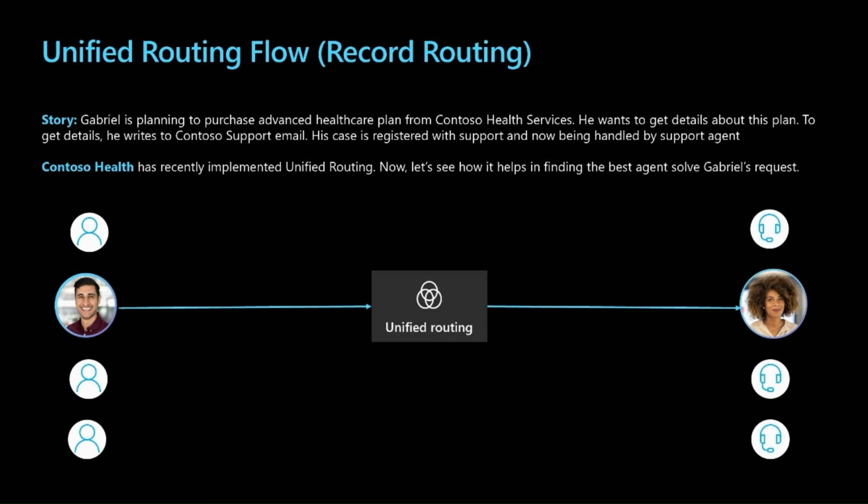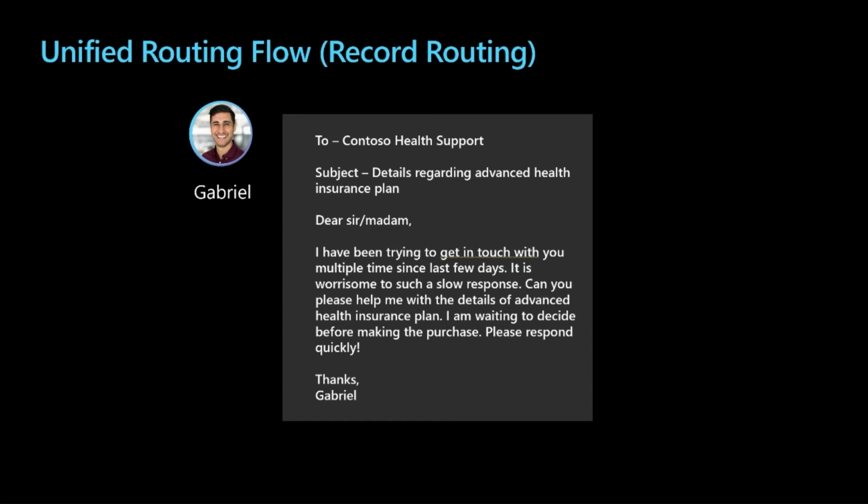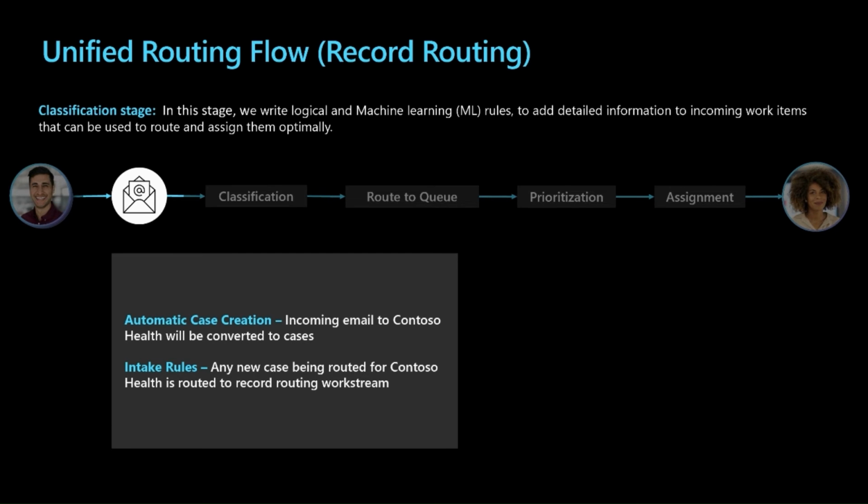Let's look at this with an example. Gabriel is planning to purchase advanced healthcare plan from Contoso Health Services and wants to get details about this plan. To get details, he writes to Contoso support email. His case is registered with support and now being handled by support agent. Contoso Health has recently implemented unified routing. Let's see how it helps in finding the best agent to solve Gabriel's request. Let's take a closer look.